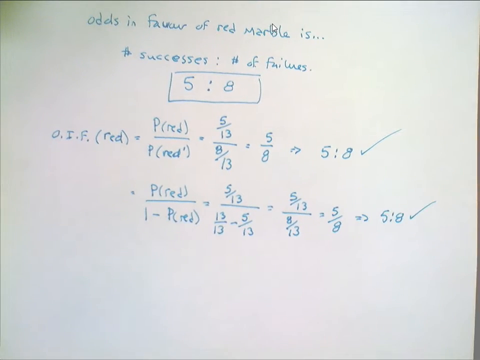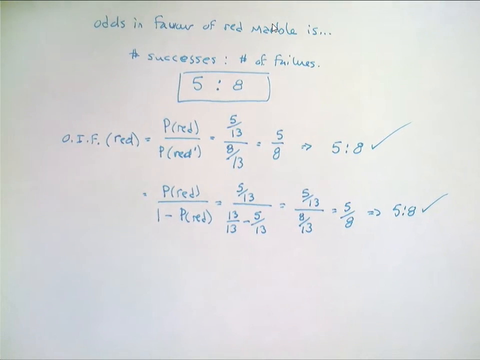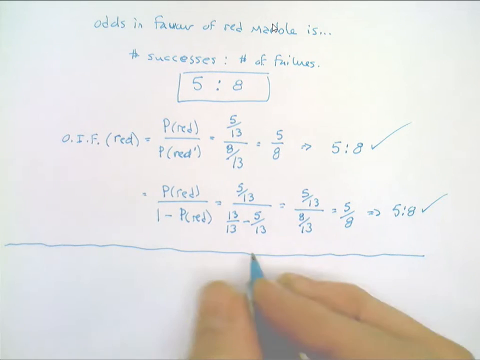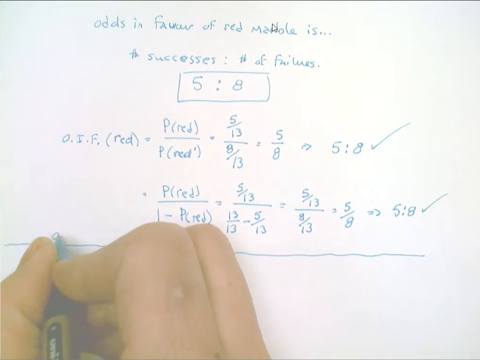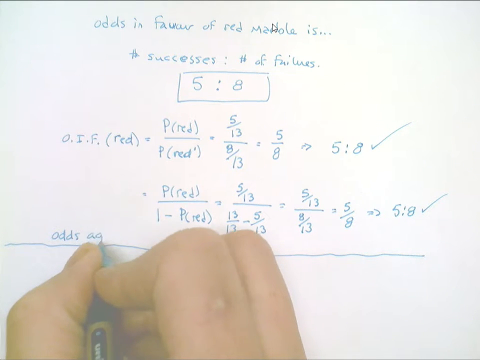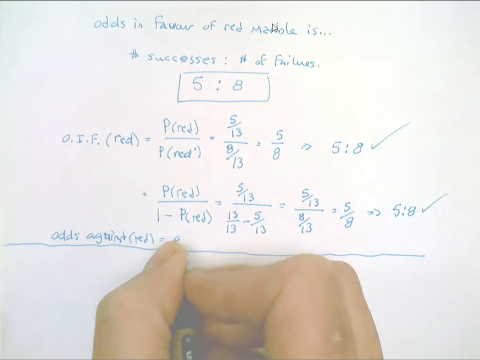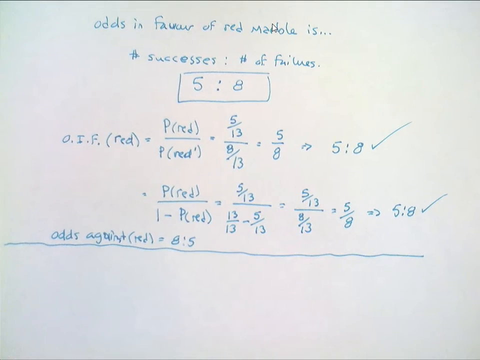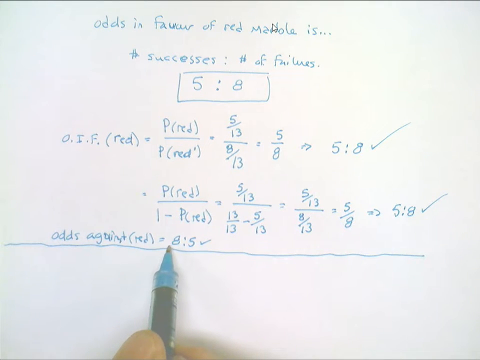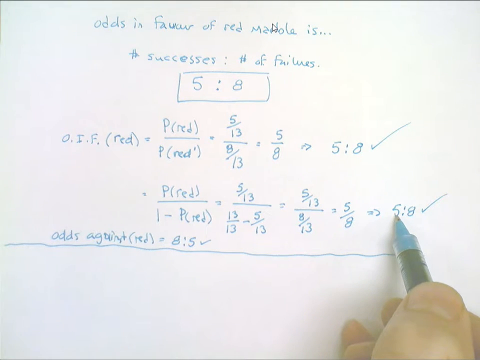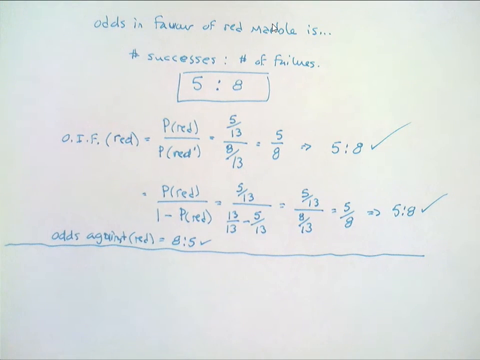And that's imperative. It's really important that you understand that there's multiple ways to get to the answers to these problems. Let's say that I said what are the odds against? Watch how hard this is. Odds against red, 8 to 5. That's all you have to do. The odds against getting red are 8 to 5. So it means you're more likely to not get a red than you are to get a red. And that's what 5 to 8 also tells you.